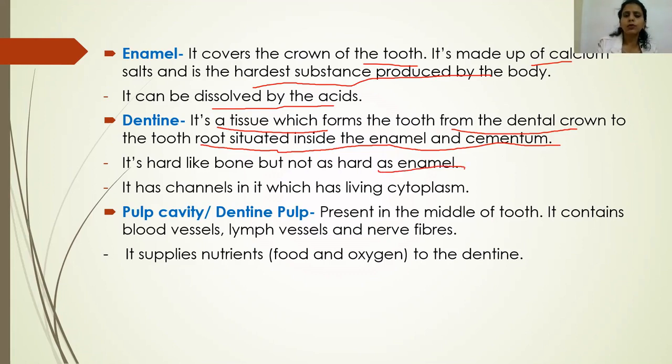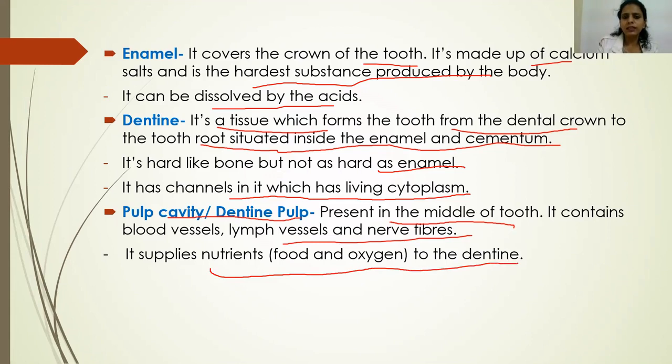Dentine has some channels in it, and these channels have living cytoplasm. Then we have the pulp cavity, or dentine pulp, which is present in the middle of the tooth. It contains blood vessels, lymph vessels, and nerve fibers. These vessels supply nutrients, that is food and oxygen, to the dentine.